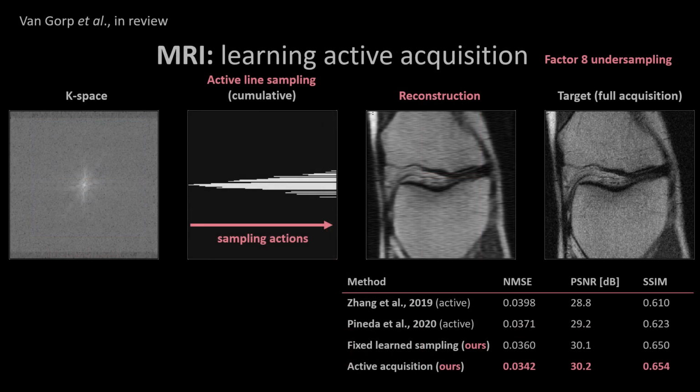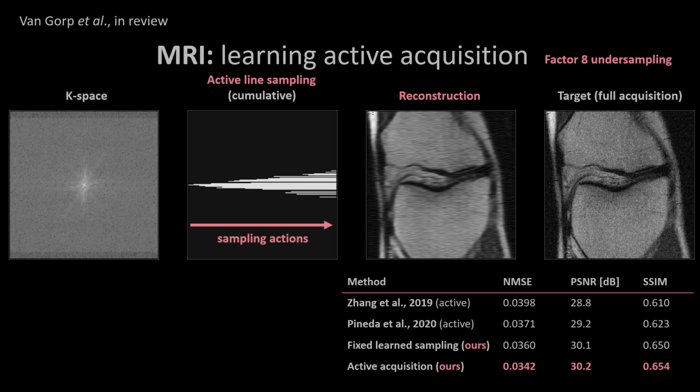Now, moving to the active regime, we're not taking one sample mask for all the images, but instead we sample one line at a time in the image and then accumulate samples in that sense. After every step, we reconstruct an image, and based on that, take a new sampling action. And that's what you see in this slide, where the target is shown on the right. To the left of that, the reconstruction, then the cumulative line sampling to the left of that, and on the far left, the original K-space.